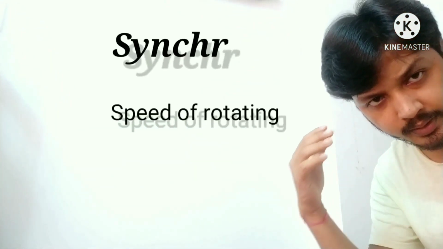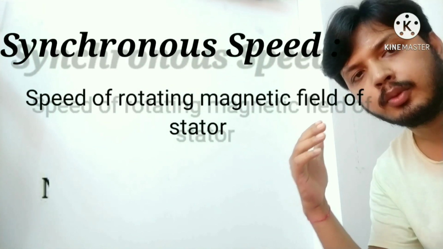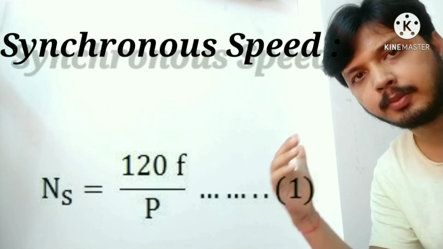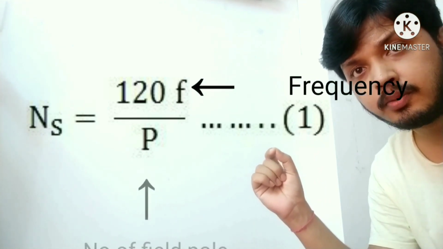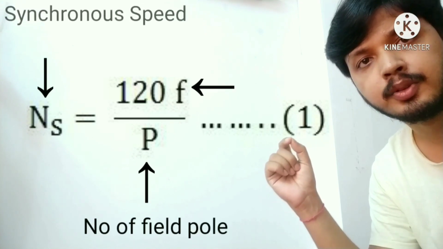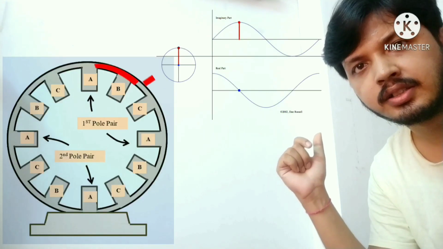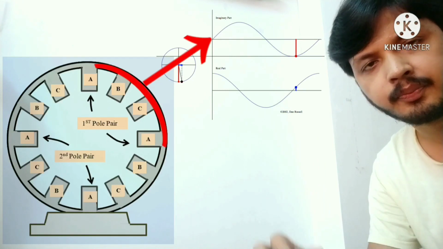The speed of revolution of the magnetic field in the stator winding of the motor is called synchronous speed. We calculate it using the formula N equal to 120 f by P. So now we are going to derive this formula. The frequency of generated voltage depends upon the number of field poles and on the speed at which the field poles are rotated. One complete cycle of the voltage is generated in an armature coil when a pair of field poles passes over the coil.